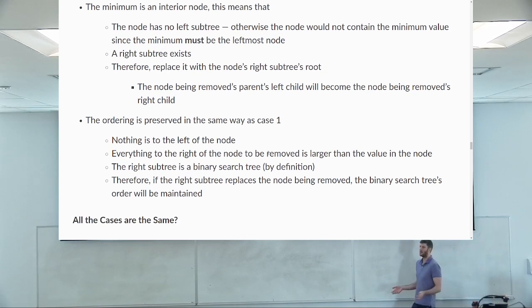And why is this guaranteed to work? Well, if I replace a node with its left or its right subtree, the reasoning is exactly the same as case 1 when it was the root. Nothing is to the left, can't be. Everything to the right of the node to be removed is larger than the node, but it's less than the node of the parent. Therefore, oh, and it's also a binary tree. Therefore, if the right subtree replaces the node being removed, the binary tree is maintained.